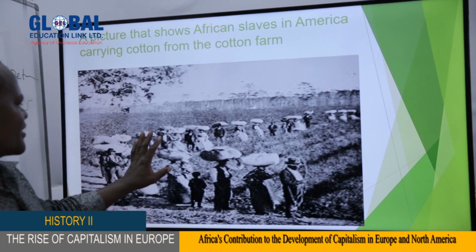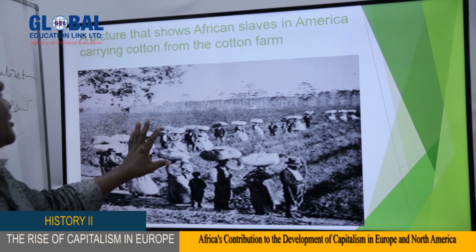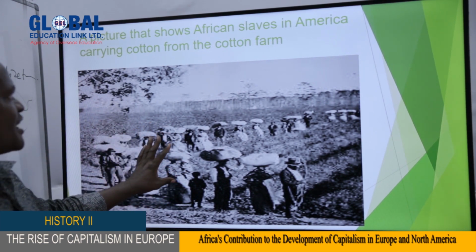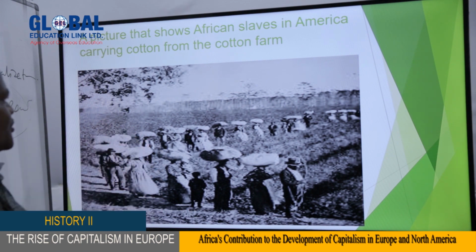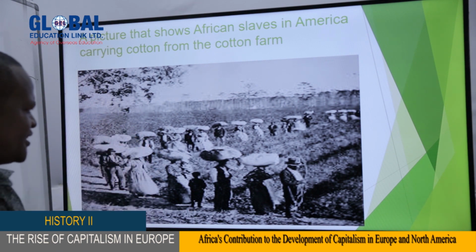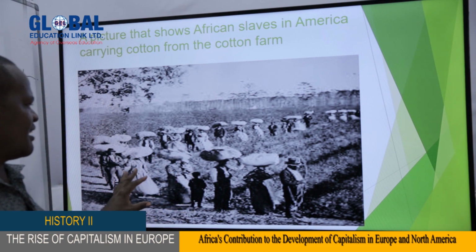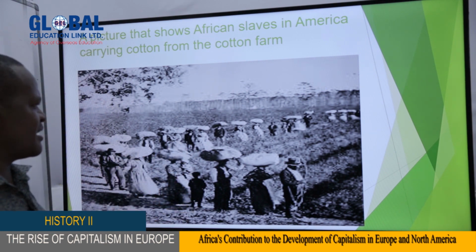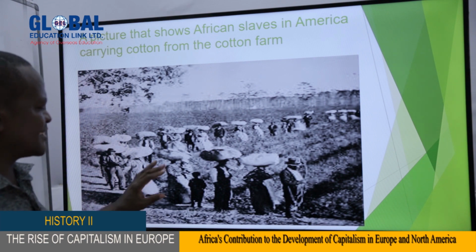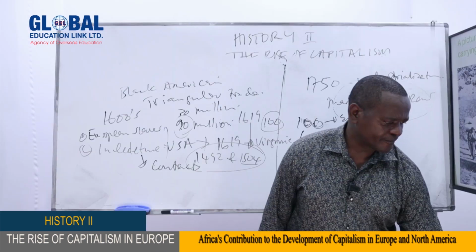My dear students, these are the slaves. This is the picture that shows African slaves in America carrying cotton from the cotton farms, as you can see. And this was the early time of slavery in America, after the Africans had arrived in America and started to work in the plantations as slaves.